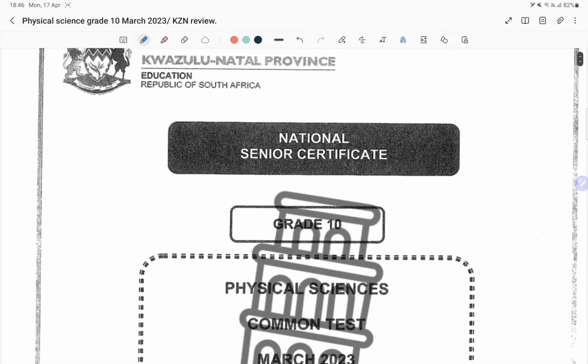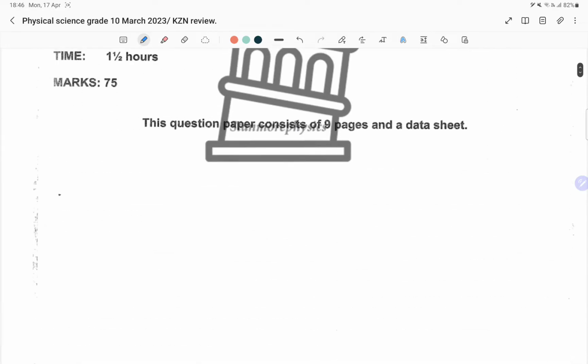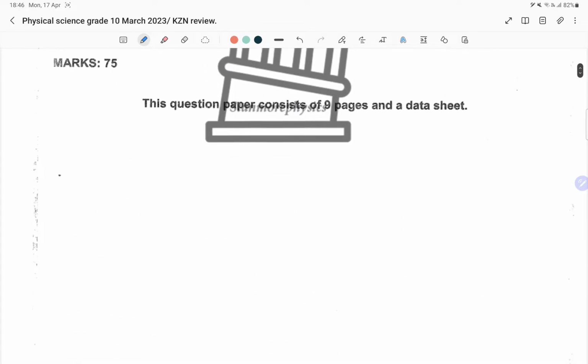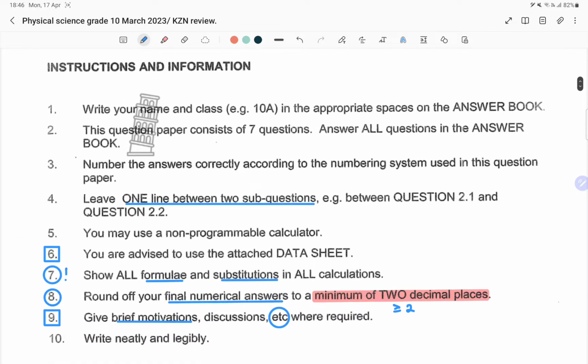So let's go for it. So this is a 1.5 hour paper for 75 marks. I've already highlighted exactly what is necessary just to save time.